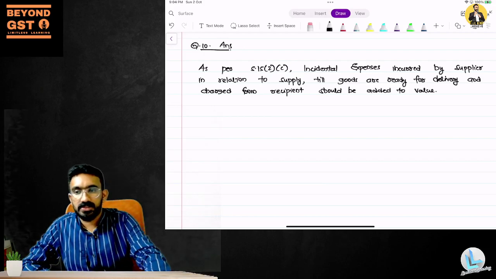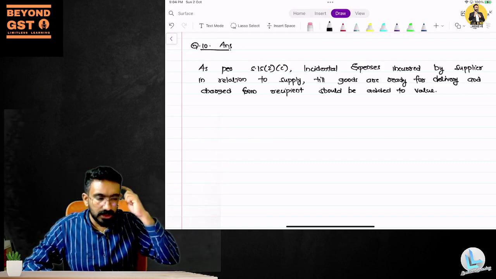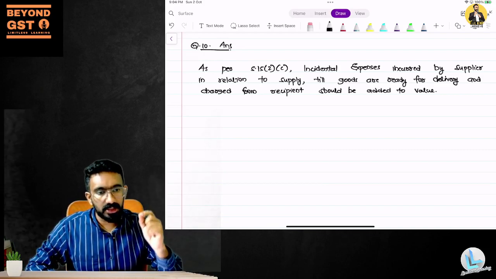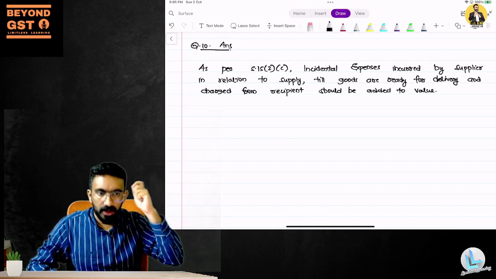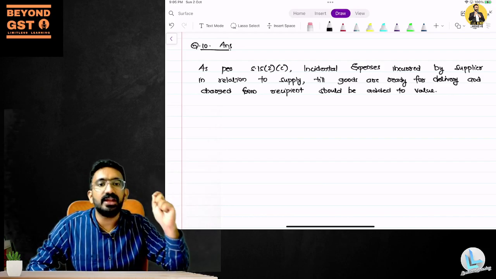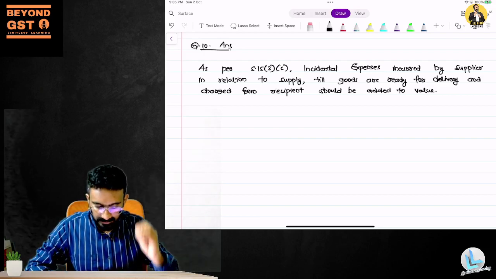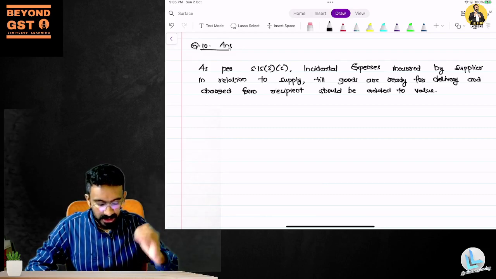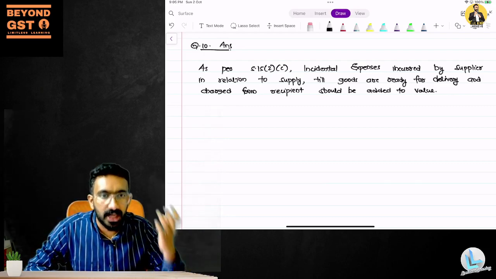Please stop and then read this section once again. Make a mental note of what is there on the screen so that you can recollect it in your examination. The concentration that you should have for reading this is that by reading this right now, you're going to store it in your brain so that you recollect this exactly like this in the examination hall. Okay, so read it in that order. As per section 15 subsection 2 clause C, incidental expenses incurred by the supplier in relation to supply till the goods are ready for delivery and charged, meaning collected from the recipient, should be added to the value.